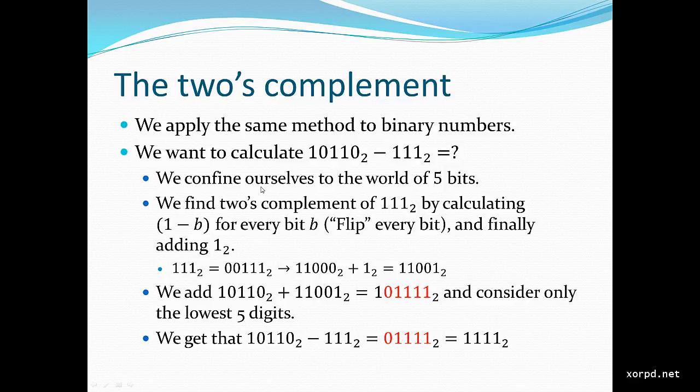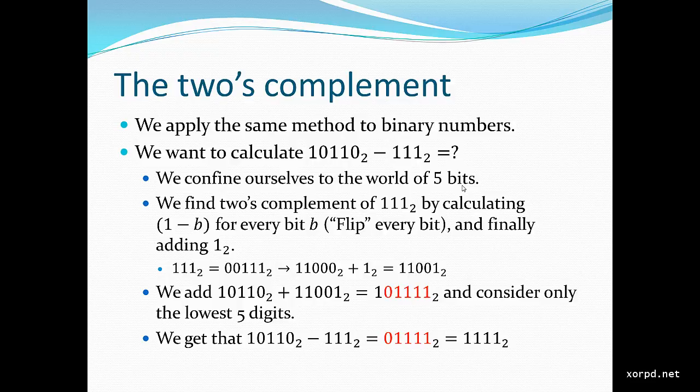First, we confine ourselves to the world of 5 bits. Why 5 bits? Because the larger number has 5 bits. We could, for example, choose maybe 6 bits, 7, or even 8 bits, or any large amount of bits we want. But the choice of 4 bits or 3 bits would be a wrong choice here, because the larger number won't fit in. We want both of the numbers to fit into our choice. So 5 bits is the minimal choice that is going to work here.